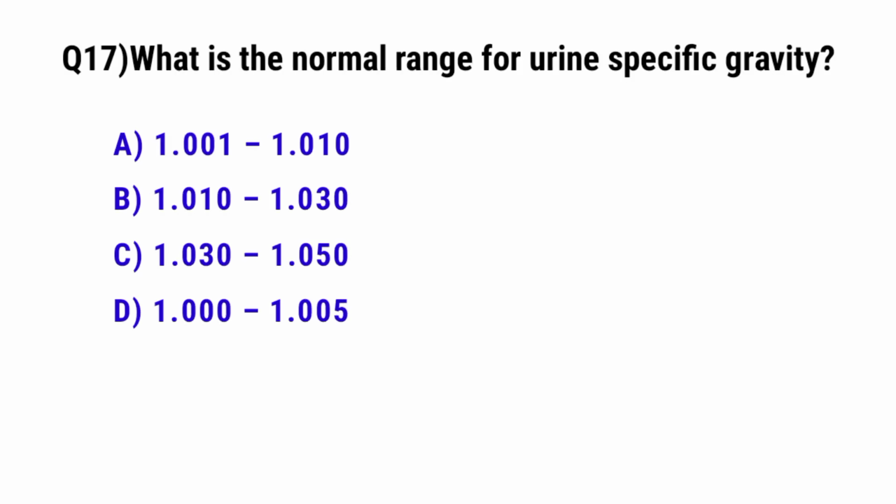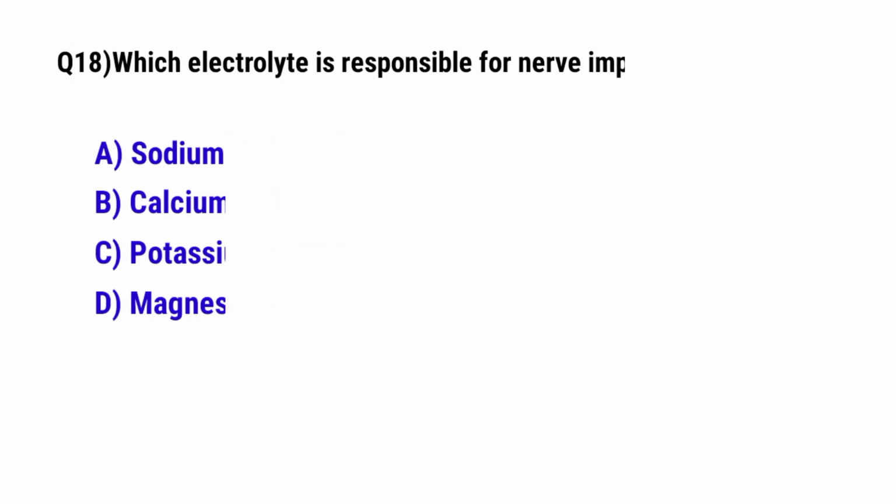Question number 17. What is the normal range for urine specific gravity? The correct option is B. 1.010 to 1.030. Question number 18. Which electrolyte is responsible for nerve impulse transmission? Correct option is A. Sodium.